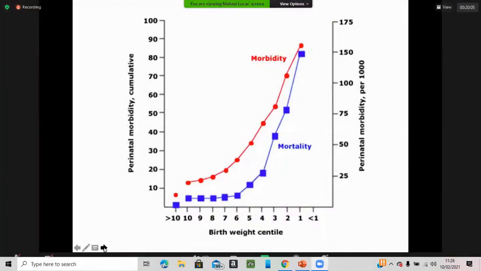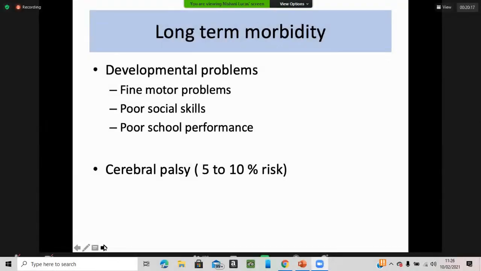So what you can see here is the smaller the baby is, the more growth restricted the baby is, the higher the morbidity as well as the mortality. Right, so what are the problems with long-term morbidity? These babies can have developmental problems. Why? Because there is a risk that they have already become hypoxic. This is why it's important to decide whether we can deliver these babies before there are effects on the brain.